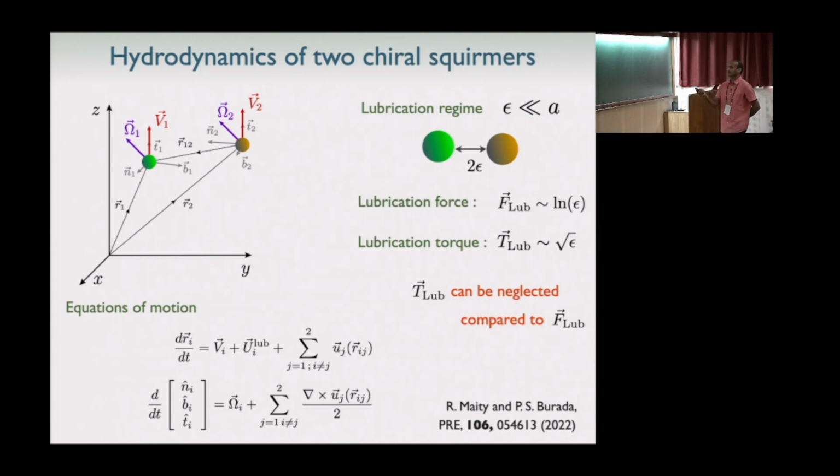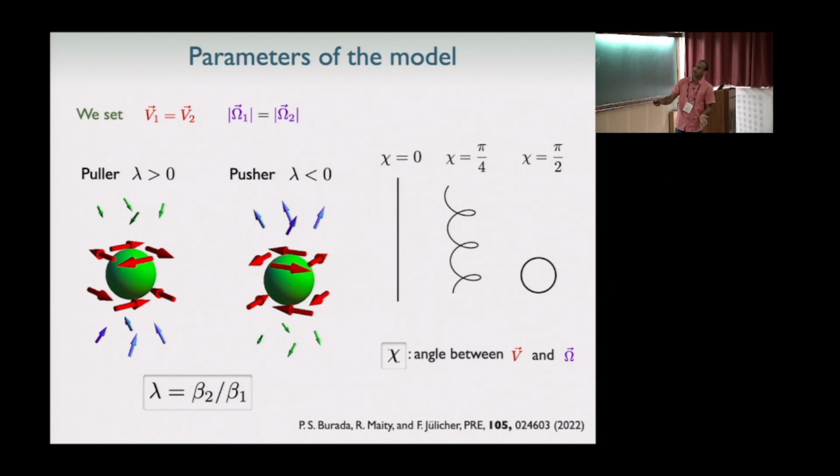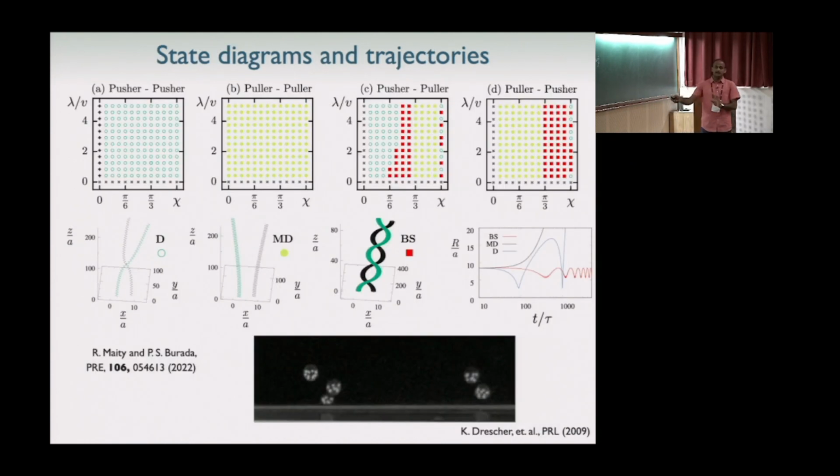So we looked into the hydrodynamic interaction between these two swimmers. Just to reduce the parameter space, I considered chi, the angle between V and omega, as one of the parameters, and lambda, which controls the strength of the second mode. I'm just playing with these two numbers. The remaining things I set the same: for example, I consider swimmers of the same velocity and same rotation rate, so the magnitude is the same, but the angle is not the same. And depending on the sign of lambda, I can have a pusher or puller. So this is the state diagram.